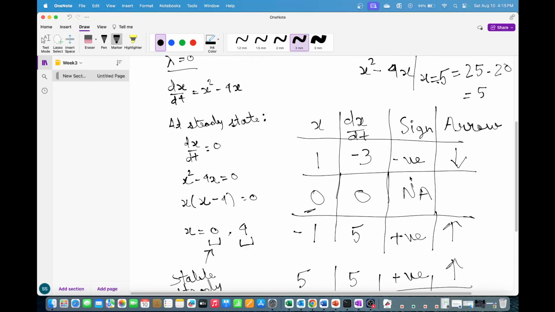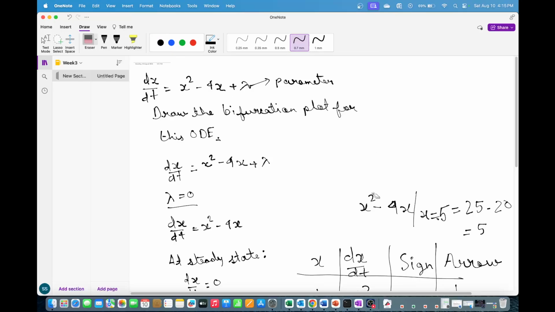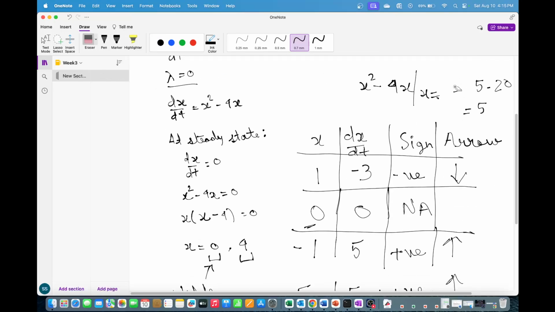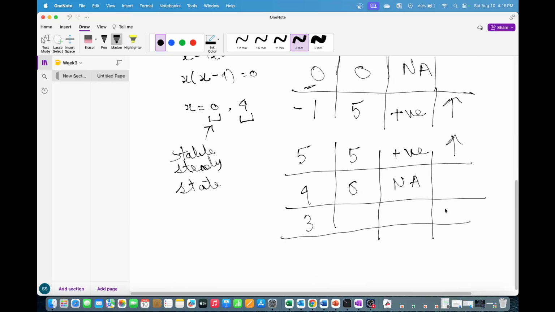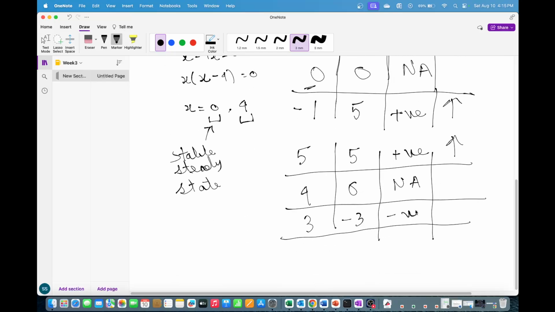And let's take a slightly lower value than 4. Let's take 3. Now let's check the value of dx/dt at x equal to 3. At x equal to 3, this becomes 9 minus 12 equal to minus 3. So minus 3 is negative, so the arrow goes down like this. So this 4 is an unstable steady state because your system is diverging from that steady state. So this is unstable.